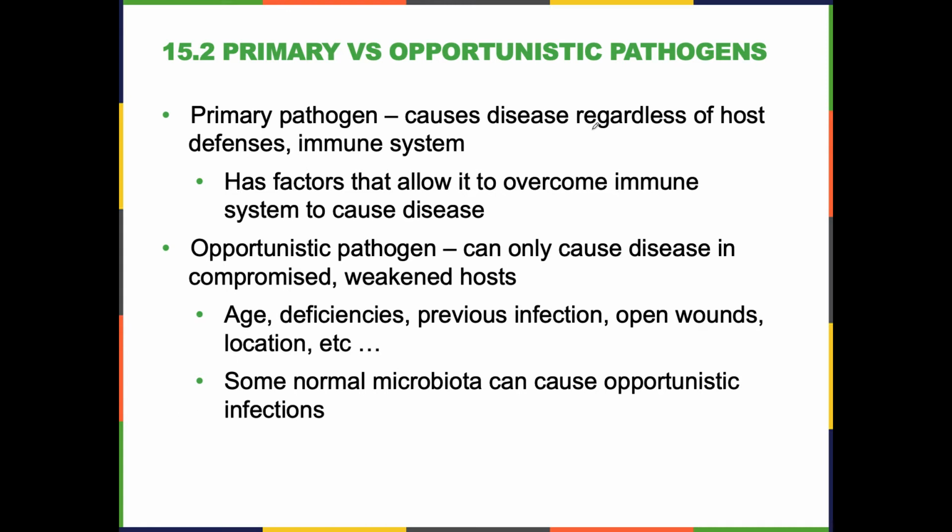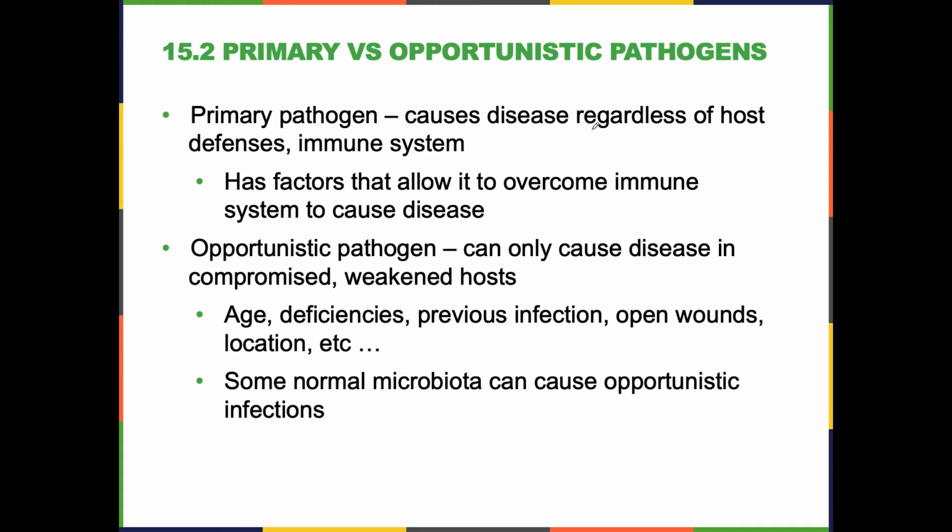A previous or current infection. Remember, the immune system fights only one infection at a time. So if you have a current infection or a previous infection that now predisposes you, or an open wound, and we'll talk later about how our skin is an amazing defense, barrier, or location. Some of these things all play into allowing this opportunistic pathogen, normally weak, normally unable to cause disease, to now cause disease.